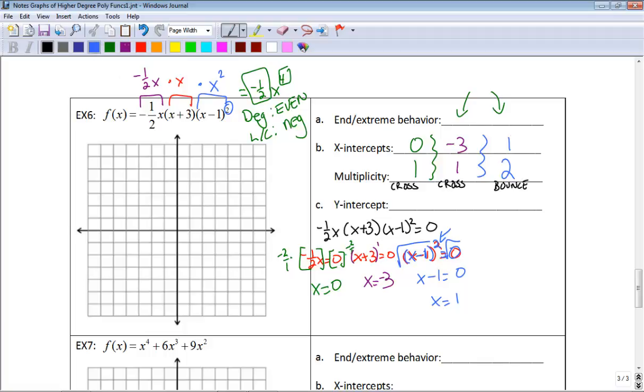Y-intercept. How do you find the y-intercept? It's going to be your favorite part. Compute f of 0. So what does that mean to us? It means negative 1 half.